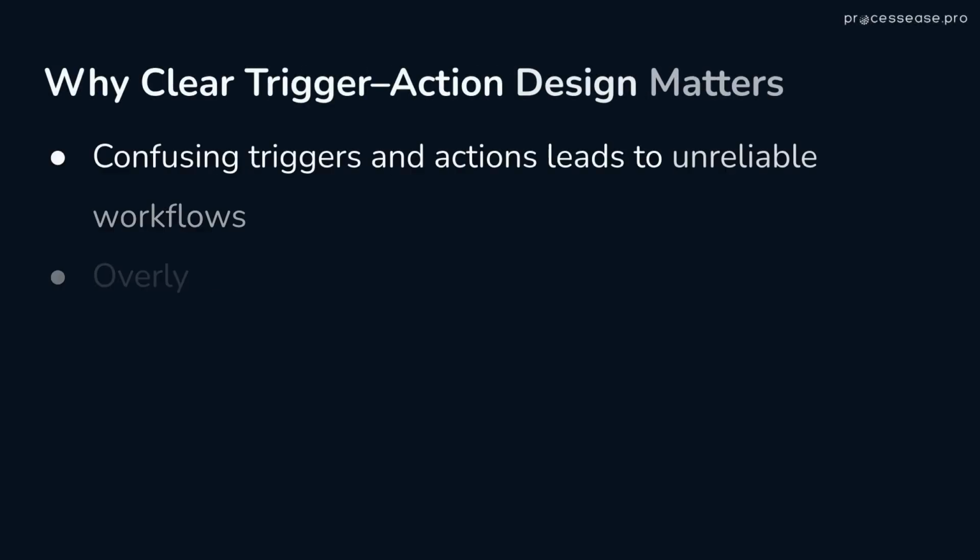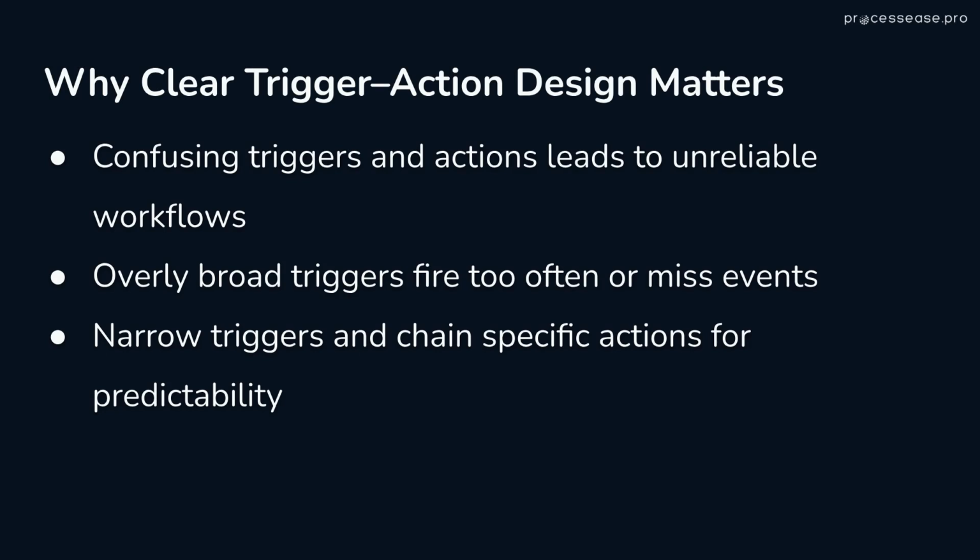When teams confuse triggers with actions or choose overly broad triggers, workflows fire too often or miss events. For instance, if you poll for any new or updated invoice every minute, you'll overwhelm your system and miss critical updates. Instead, narrow the trigger to New Invoice Paid and chain only the necessary actions, like sending a thank you email and updating your CRM. That precision makes runs predictable and repeatable across platforms.